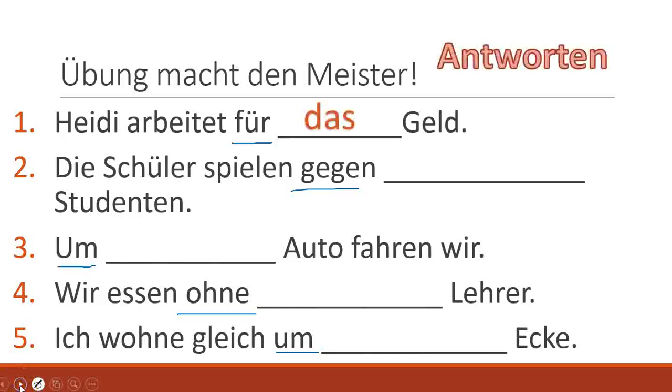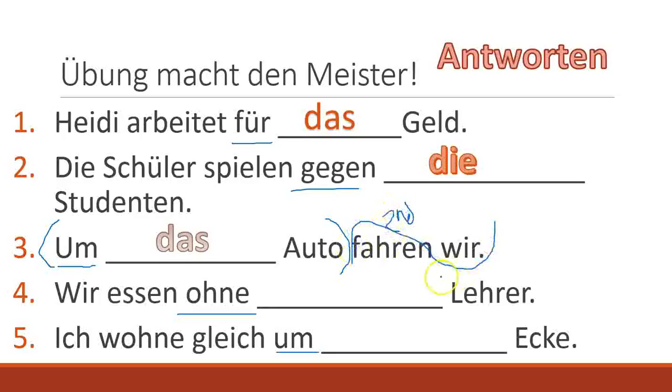Antworten. Heidi arbeitet für das Geld. Heidi works for the money. Die Schüler spielen gegen die Studenten. The high school students play against the college students. Um das Auto fahren wir. Around the car, we drive around the car. So I just wanted to show you that a prepositional phrase can be first in the sentence, and that just means the verb is in the second position. So you have inverted word order here. So just to illustrate that point.